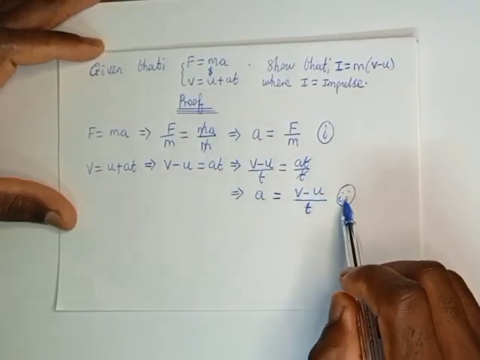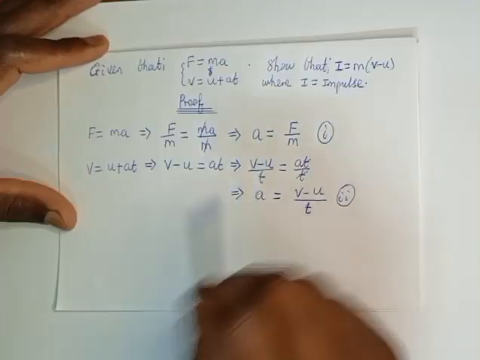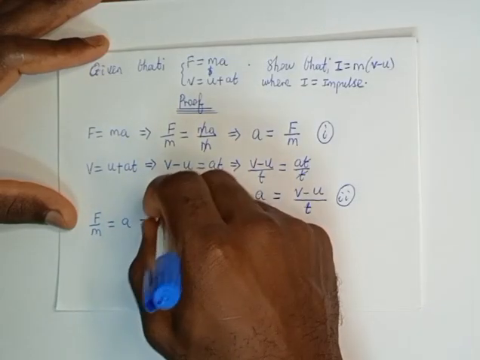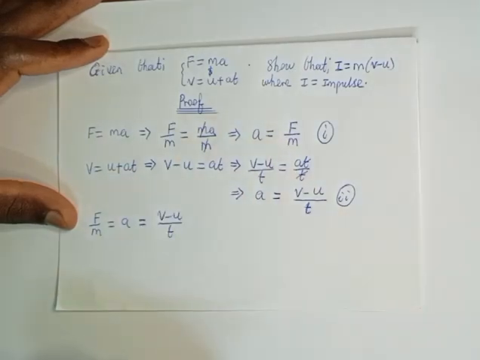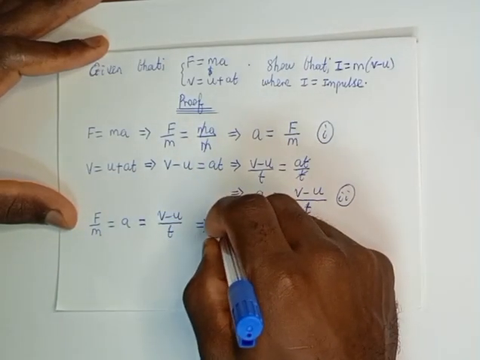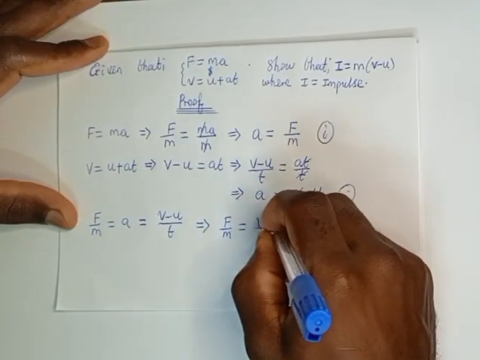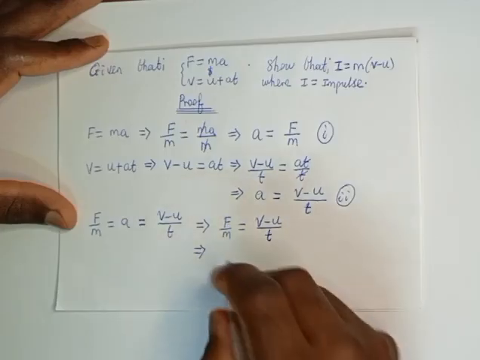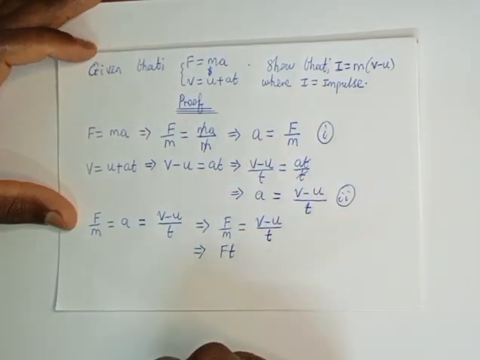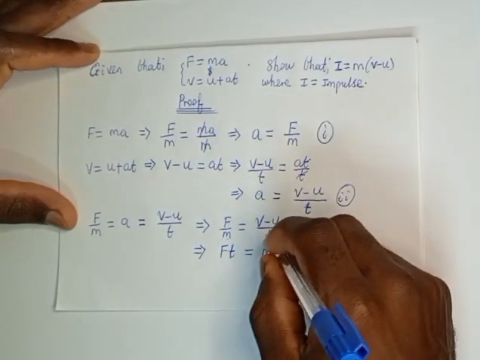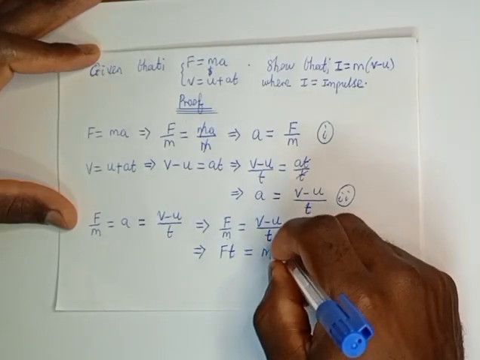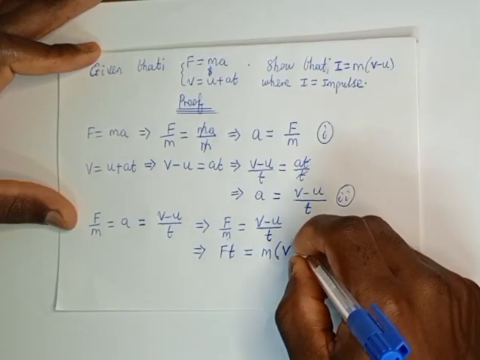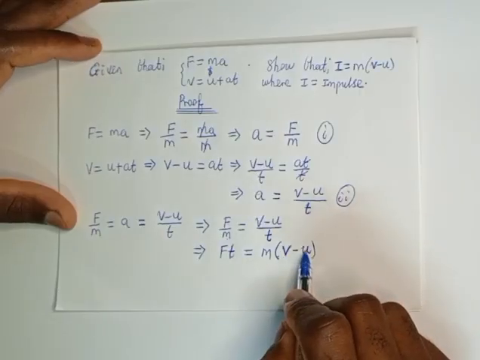You will see that we can equate these two equations since their left hand sides are the same, A. So we can express this as F on M is equal to A, which is simply equal to V minus U on T. Then we can write this as F over M is equal to V minus U on T. Cross multiplying, this will give us Ft, that means force times time, to be equal to mass times the difference of initial and final velocity, V minus U, where V is the final velocity, U is the initial velocity.